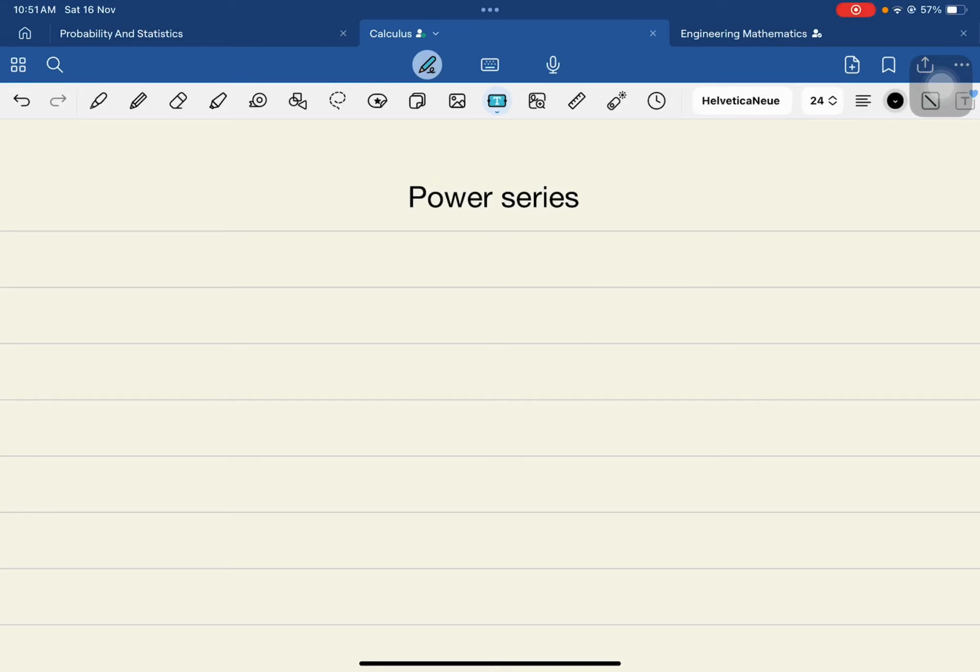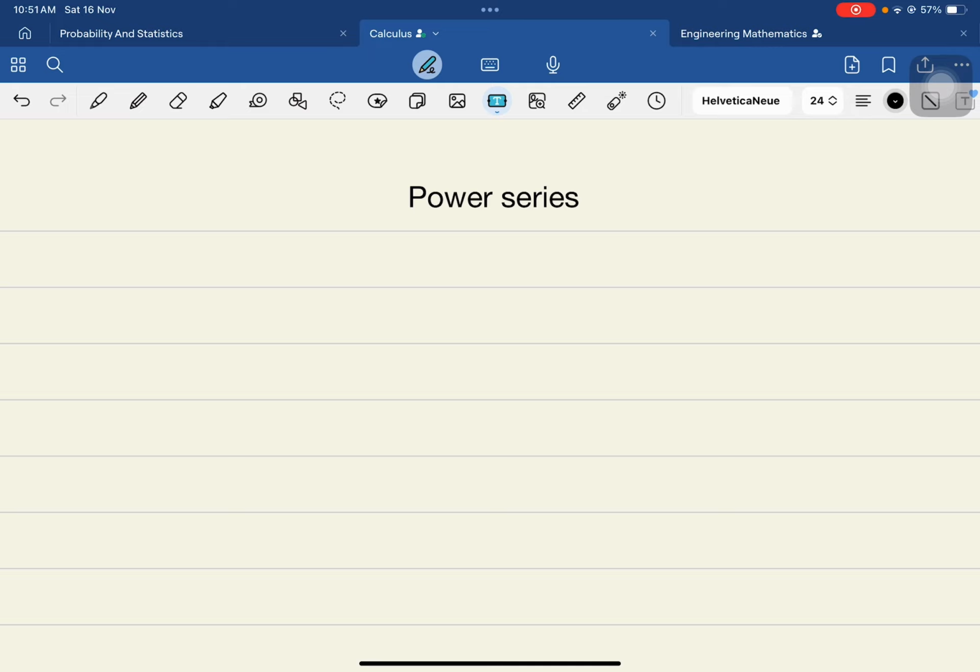Now, today's topic is power series. In the previous lecture, I explained what is meant by the infinite series, and a type of infinite series is the geometric series, and what is the limit of the geometric series and when the series will be convergent. All that I explained in the last class, and now in the present video I am going to explain the power series.